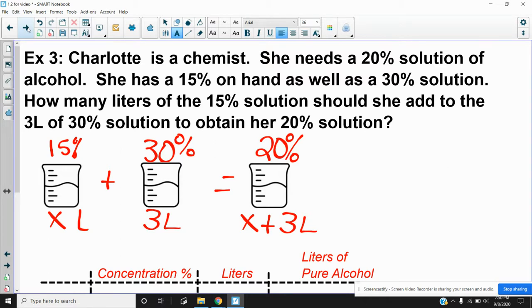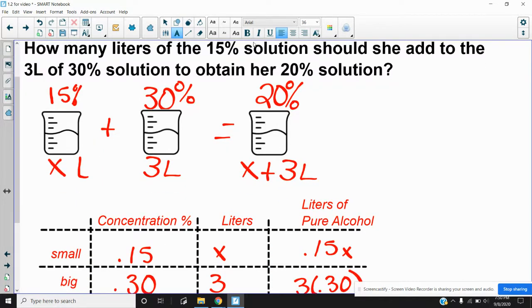So we want to know how many liters of the 15% solution she needs to add to 3 liters of the 30% solution to get her 20% solution. So in pictures, here's what we have. We've got 15% solution, but we don't know how many liters we have. So X liters is what we have. We're going to add that to 3 liters of our 30% solution. And what we're going to get is a 20% solution. But the best that we can do to describe how much we have is X plus 3 liters.